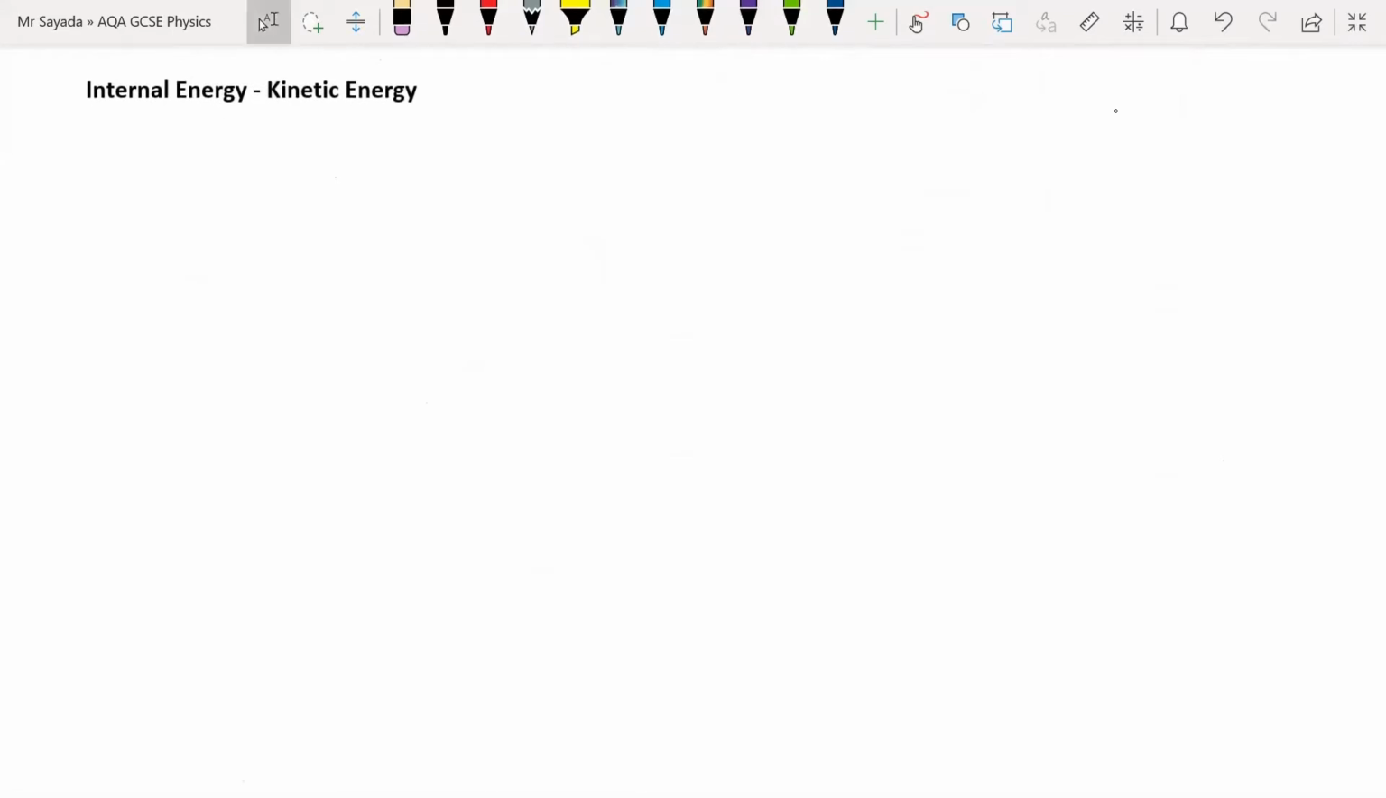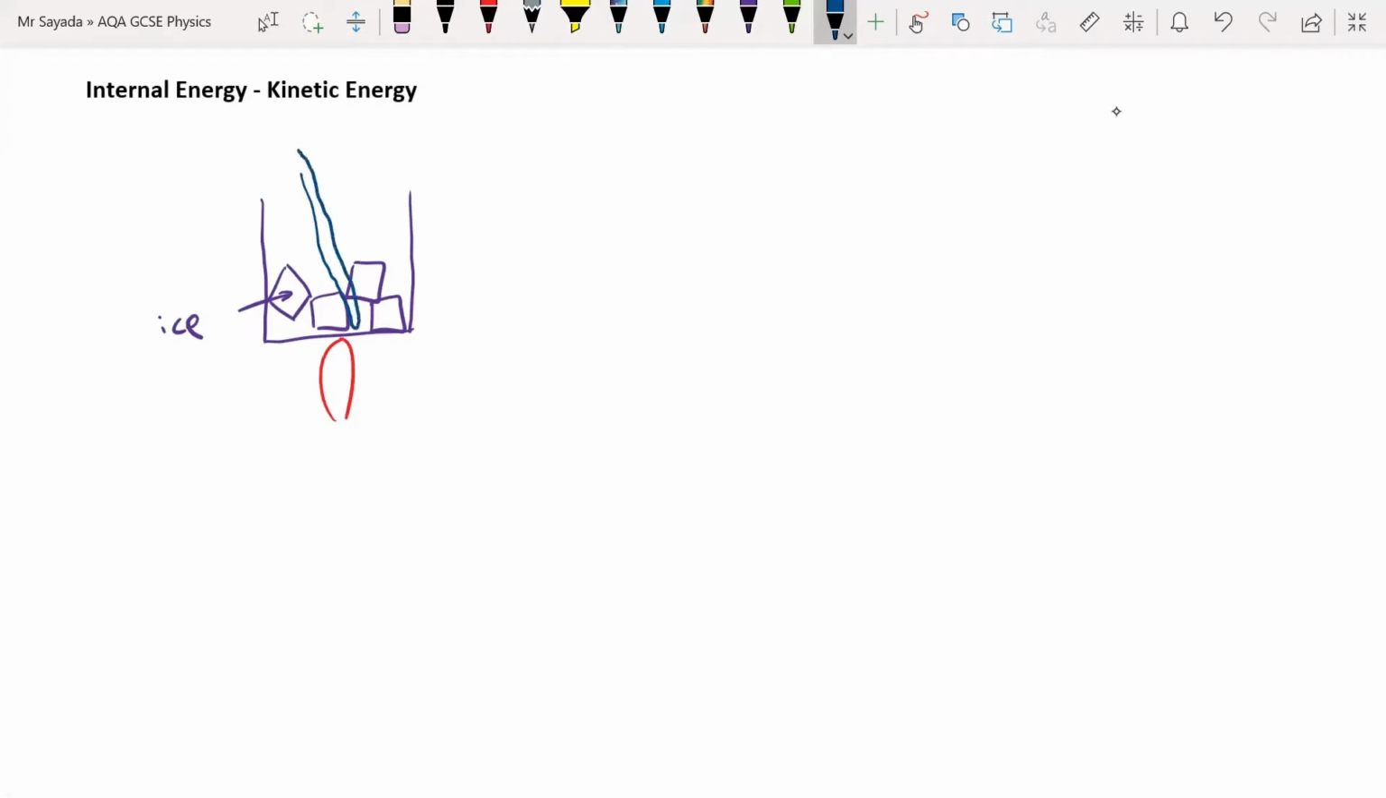So we're now going to look at this concept of internal energy. To start, I want you to imagine that you have a beaker, and inside that beaker is some ice. So these are blocks of ice in my beaker. And I now put that beaker of ice onto a Bunsen flame, and I put a thermometer inside my beaker of ice to see what happens to the temperature of the ice.